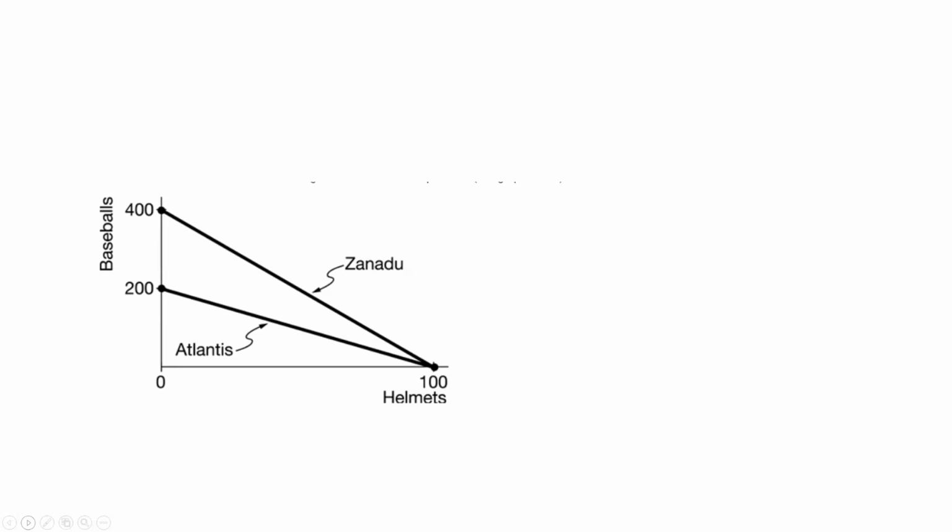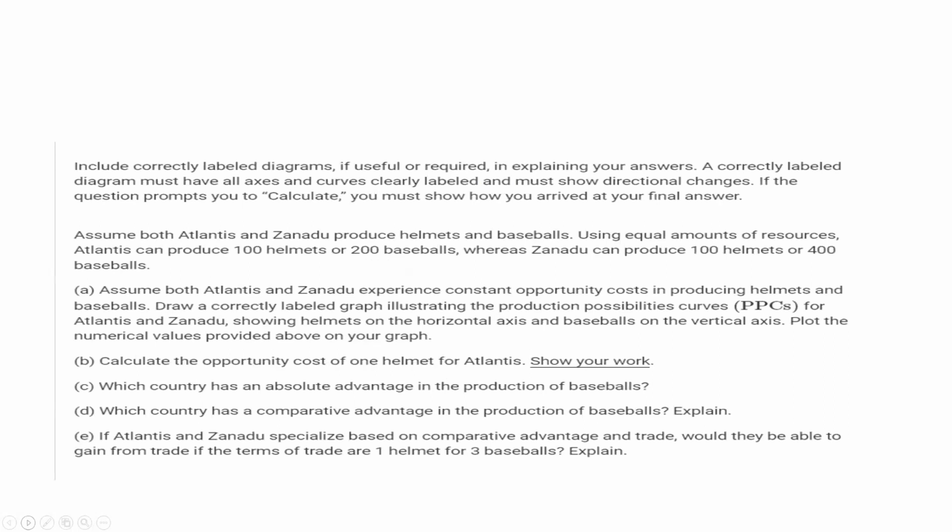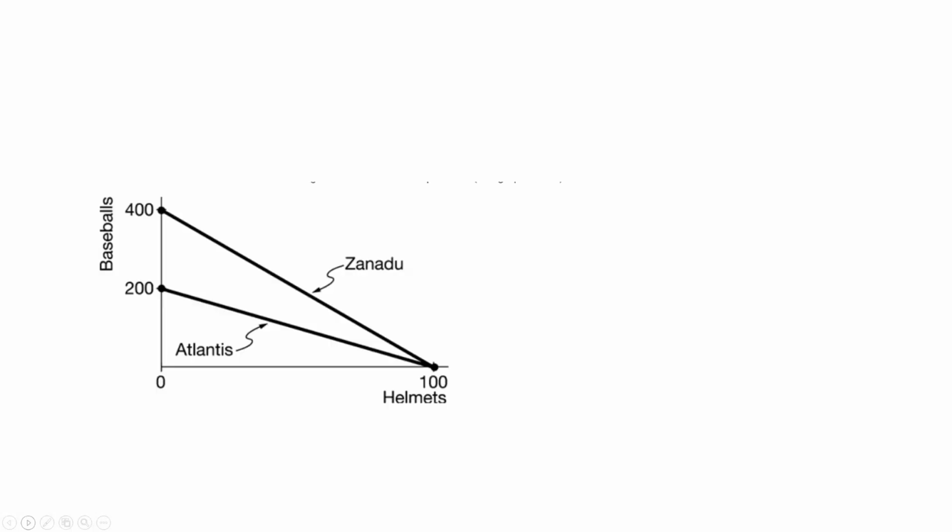Take a deep breath, Charlie. What did we say for B? You take the other, so 400, the other 200, because you're doing Atlantis. Why would you do the 200? Because it's Atlantis, they make baseballs and helmets. 200 baseballs, 100 helmets. Because they're asking you for the opportunity cost of helmets, so it's other over. Gotcha. Okay. No problem. That's why you're here.